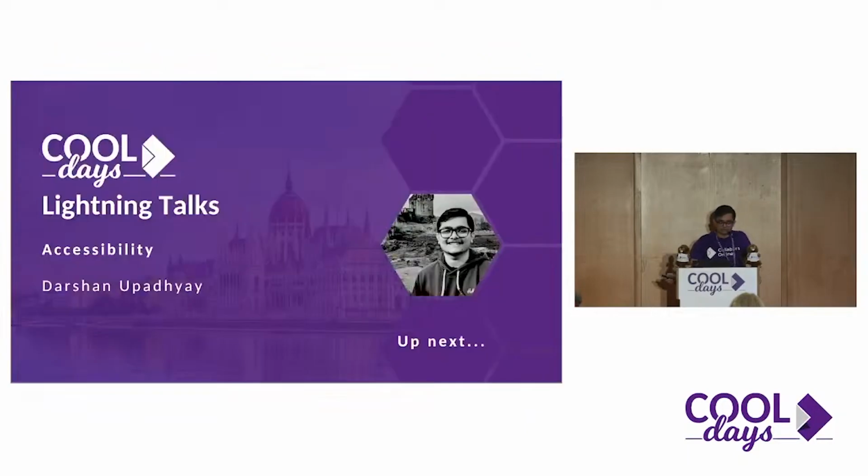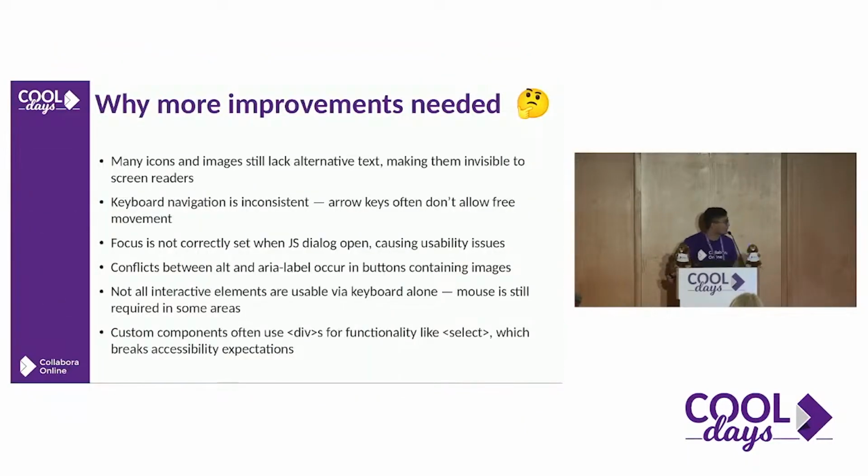So that's the real goal. Let's go to the points on why we need improvements. There are still many lacks in the icons. Icons don't have alternate text in Collabora Online, which makes it difficult for the browser to read properly what the icon is for. So the screen reader will get confused for users who depend on tools like NVDA, or in the case of Debian, Orca.